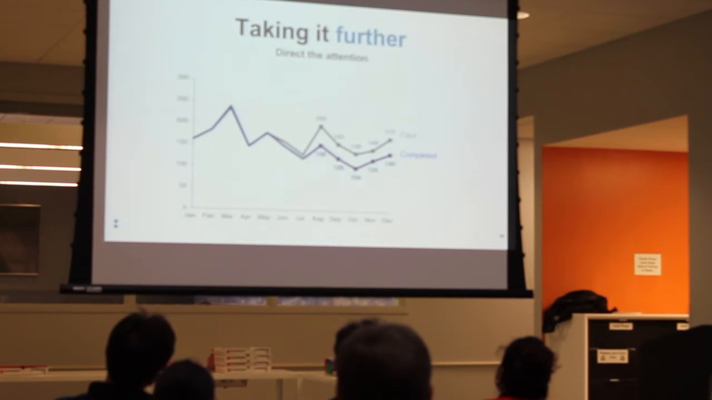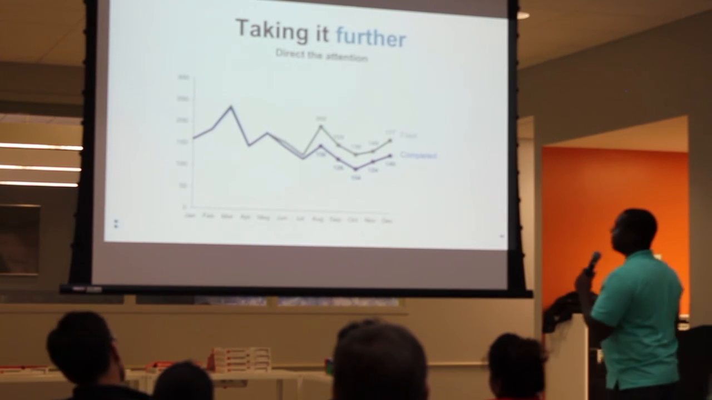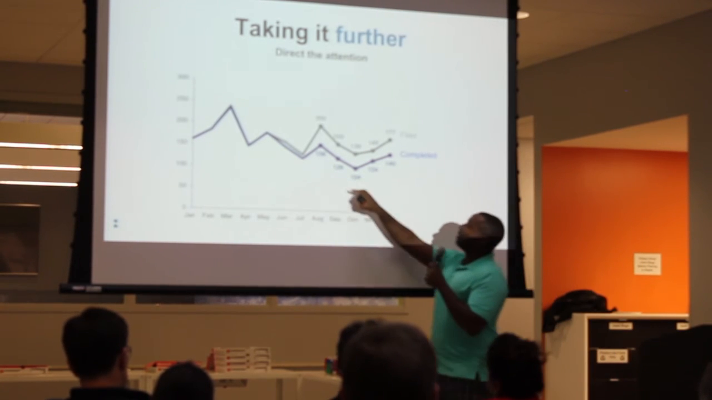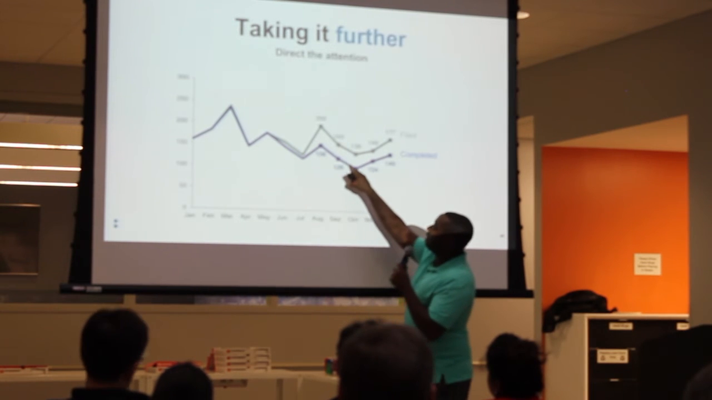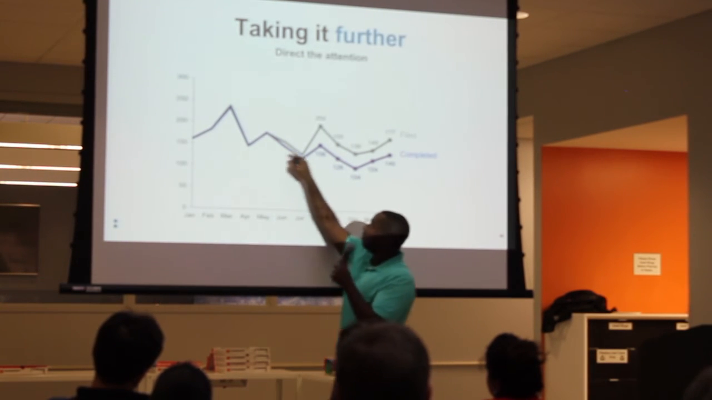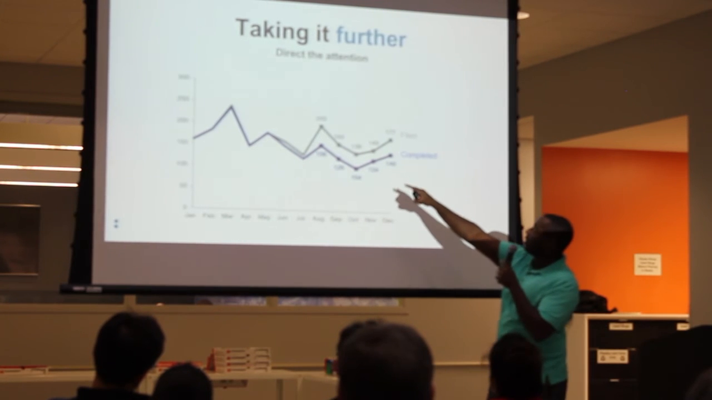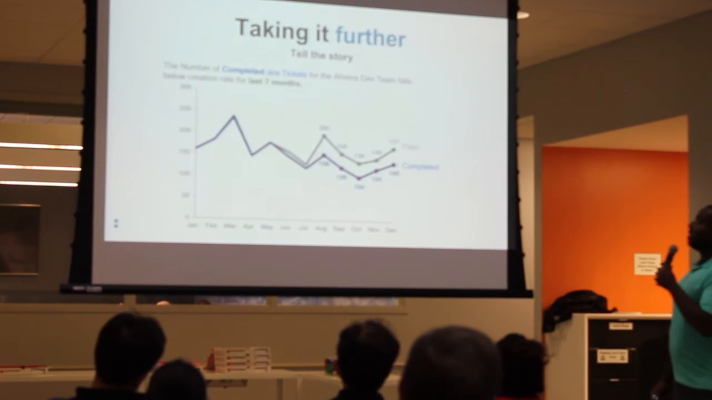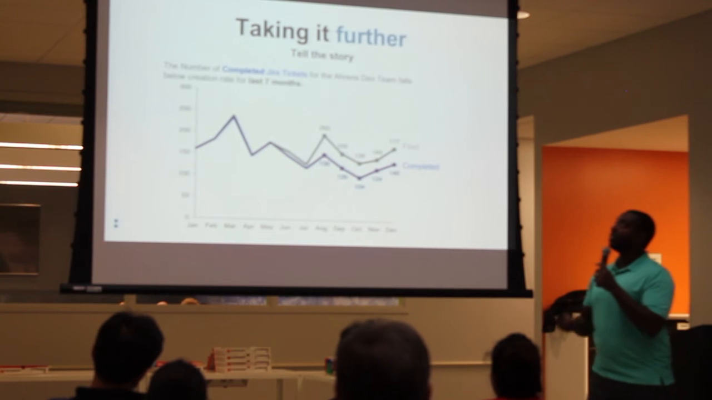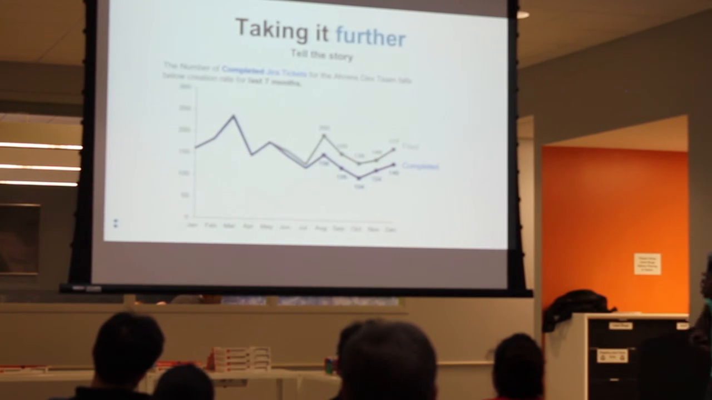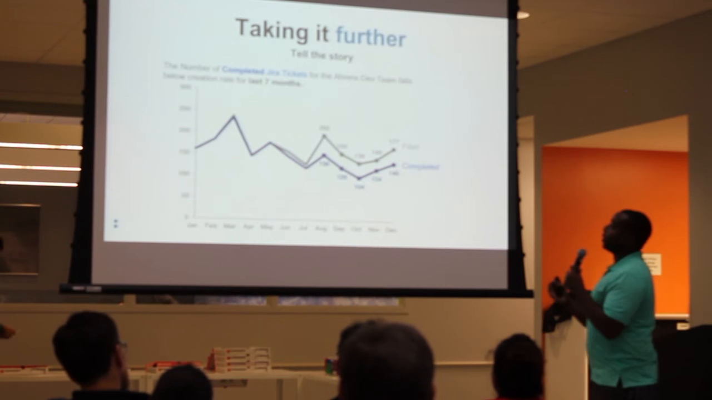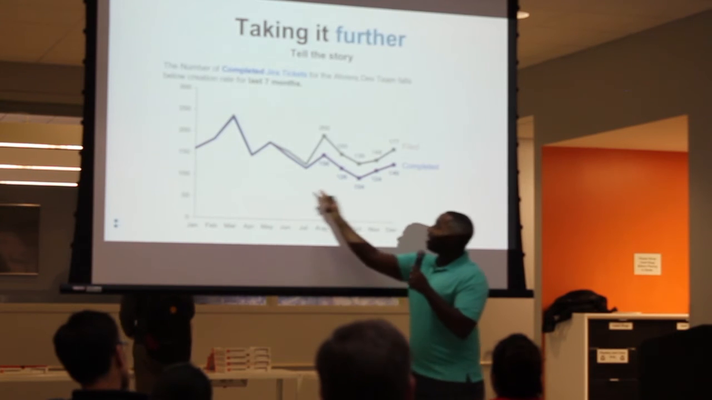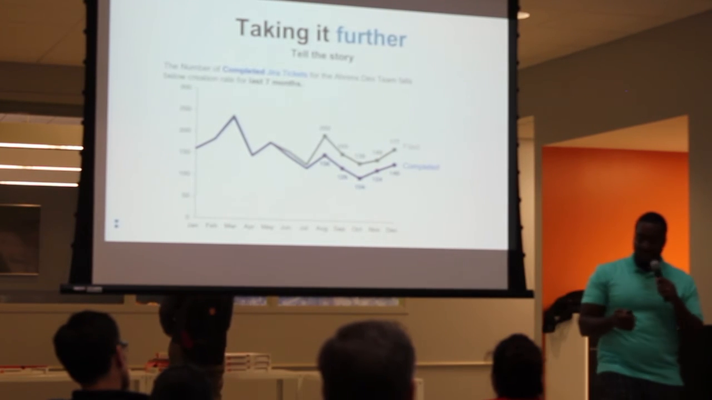So now we're directing the viewer's attention, and we'll talk a little bit about that soon. But if the main point of the story is that these two diverge, then instead of putting numbers for each one, we put numbers here. And so now there's more happening over here, and we tend to look there first. Now we're telling the story. The number of completed Jira tickets for this team falls below the creation rate for the last 7 months. So ever since May, the number of tickets completed fell.